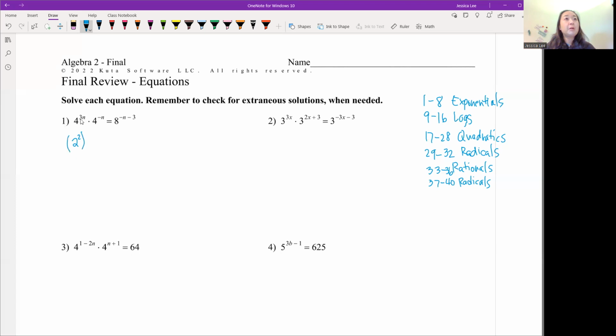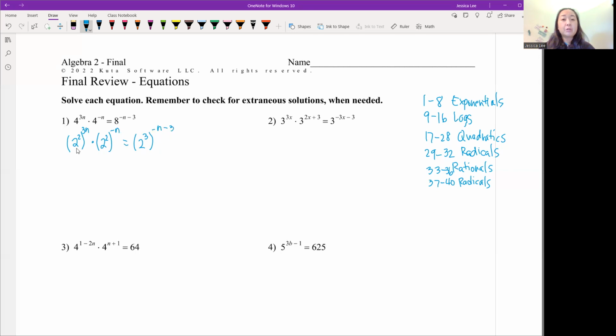So we have 2 to the 2 power, raised to the 3n, times, again, 4 is going to be 2 to the 2 power. We're just changing the way it looks. So instead of saying 4, we're saying 2 to the 2nd power, raised to the -n, equals, and instead of 8, we put in 2 to the 3rd power, because 2 times 2 times 2 is 8. Don't say 6. That's bad days. Raised to the -n minus 3.